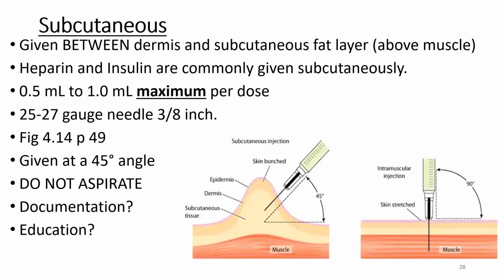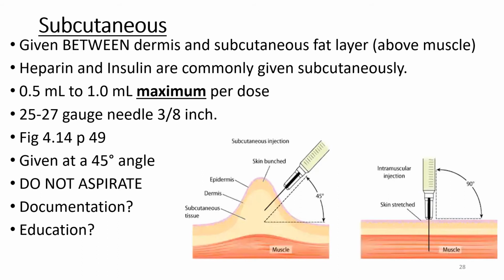Now, when we talk about documentation, you want to document where you gave it. Did you give it in the right arm? Did you give it in the lower abdomen? Which quadrant did you give it in? And then of course, education.